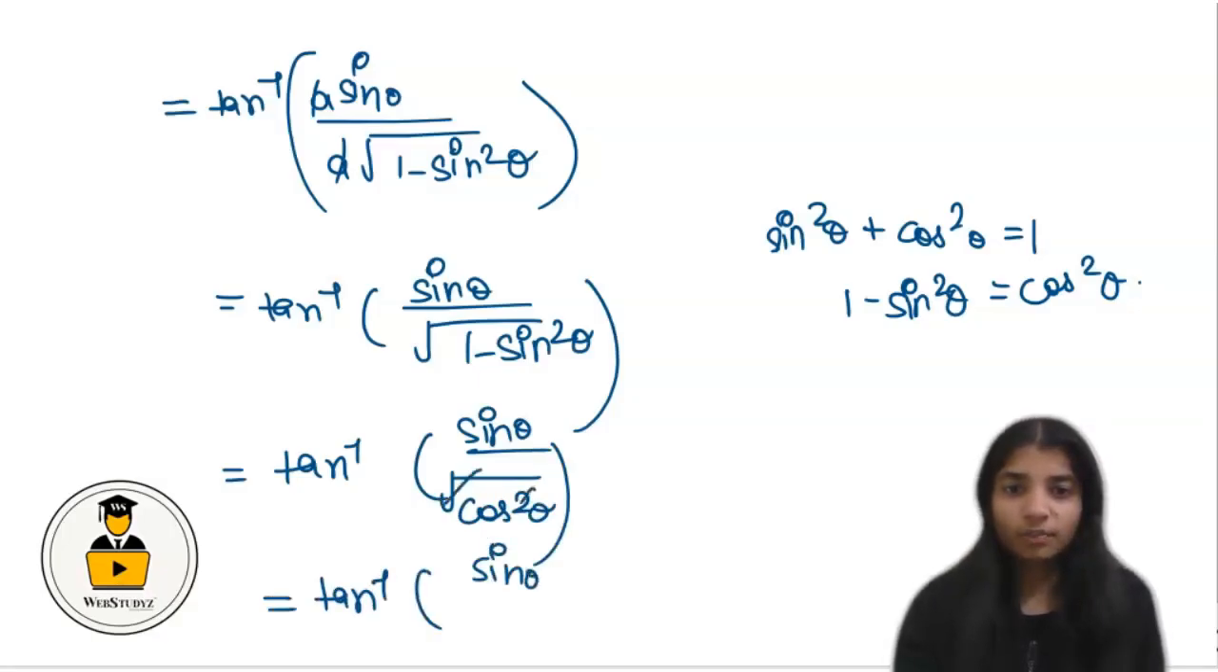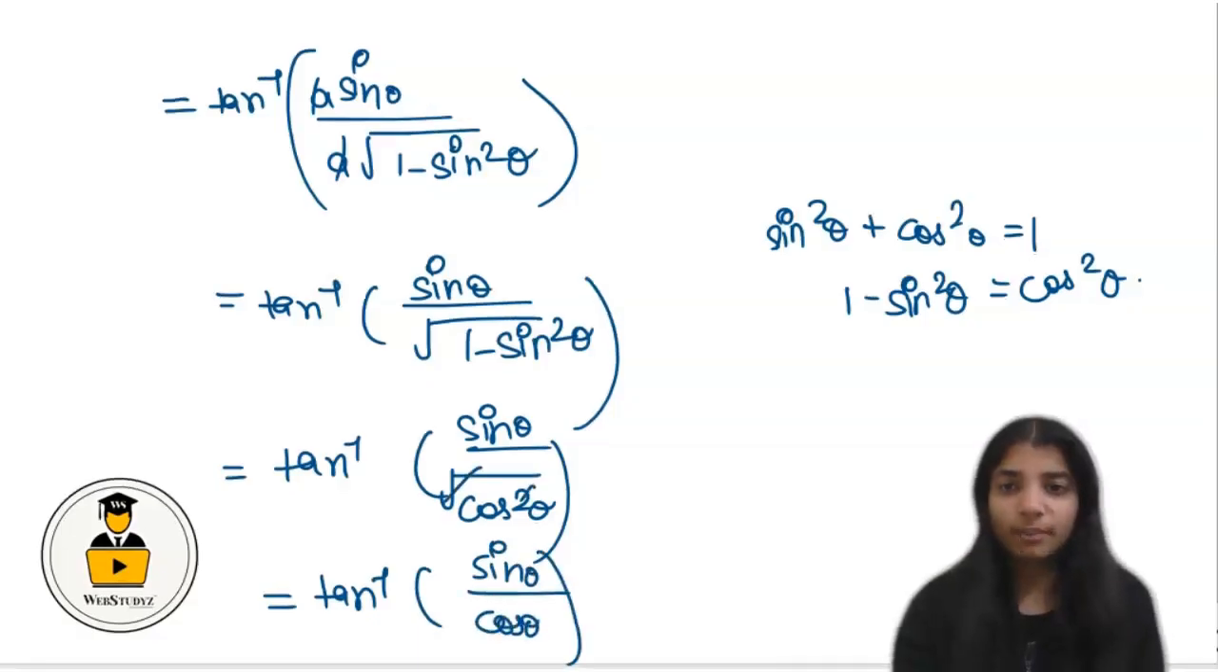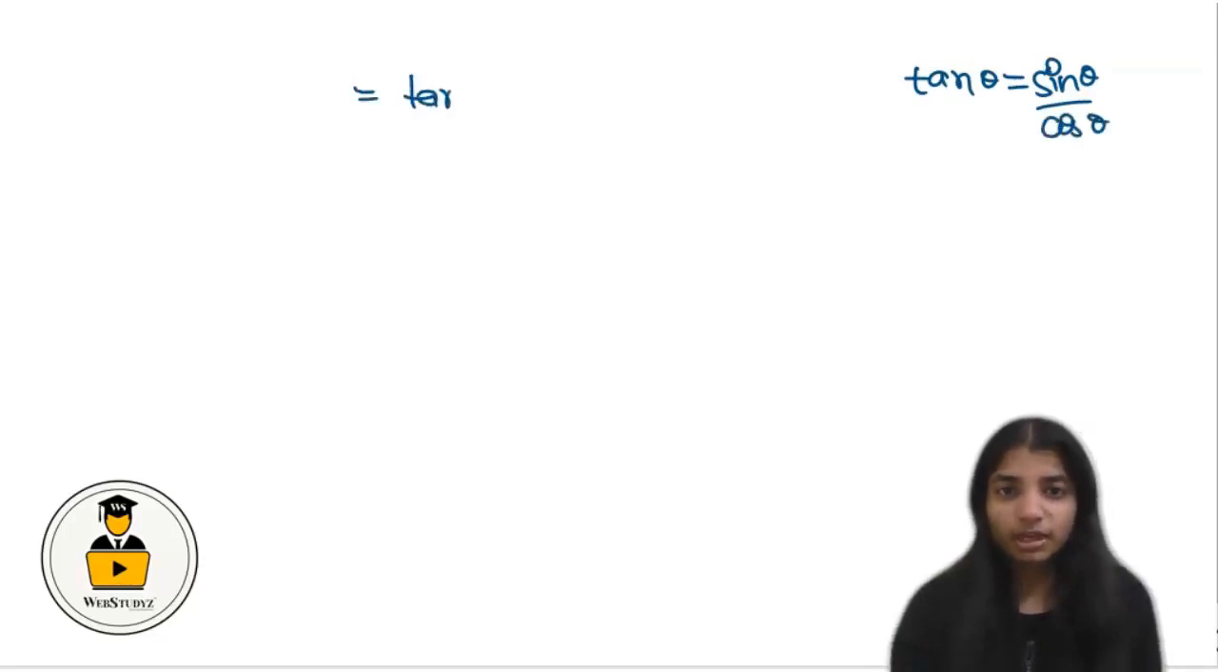Now square and under root cancel, this becomes cos of theta, and we know that sine of theta divided by cos of theta is equal to tangent of theta. So this becomes tangent inverse of tangent theta. Now tangent inverse and tangent cancel, and we are only left with theta.